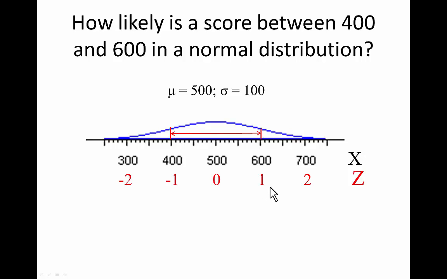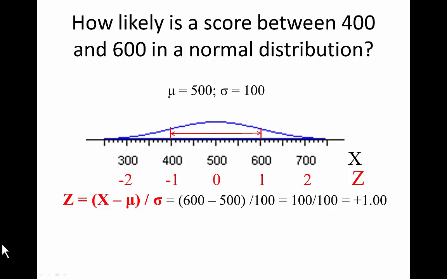We could compute the exact z-score corresponding to any x-score with this nice formula. Take the x, subtract the mean, and we have the deviation of the x-score from the mean, then divide by the standard deviation to find the number of standard deviations. So here we see again the 600 minus the mean of 500, the deviation is 100, which is one standard deviation, which is then a z-score of 1.